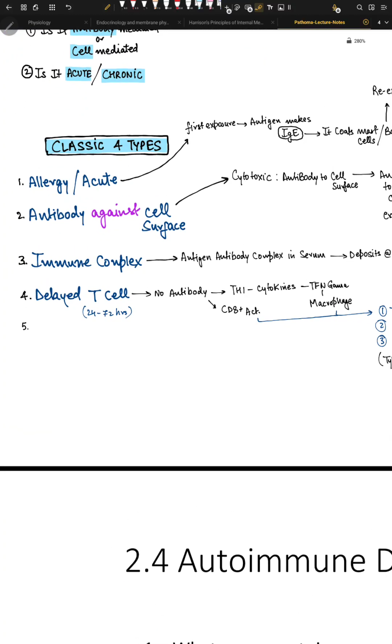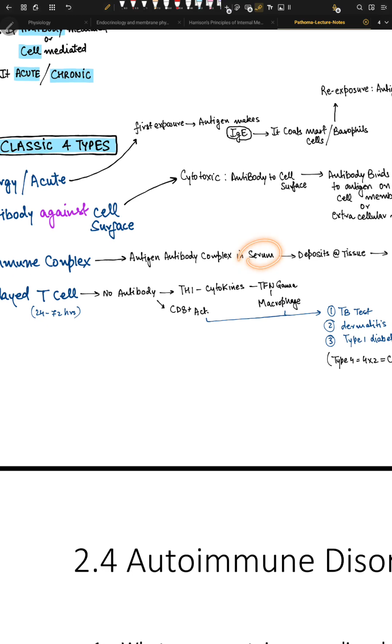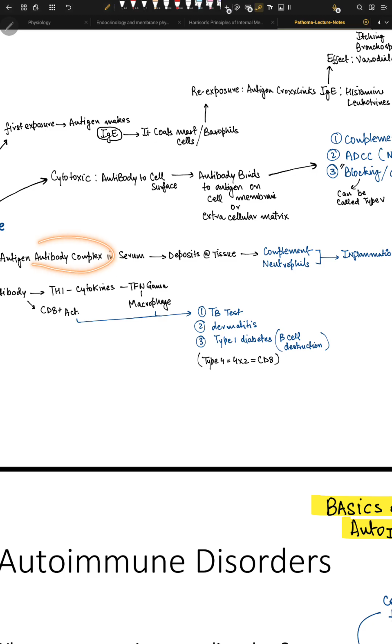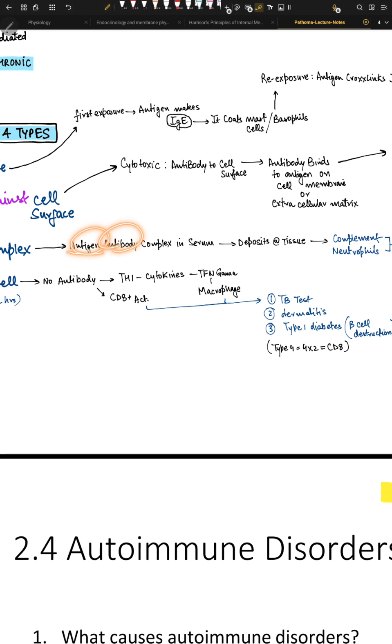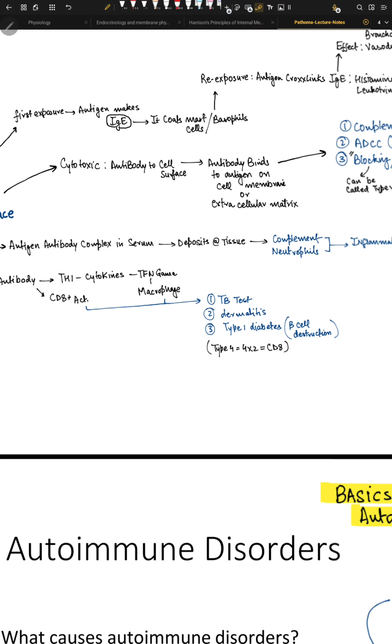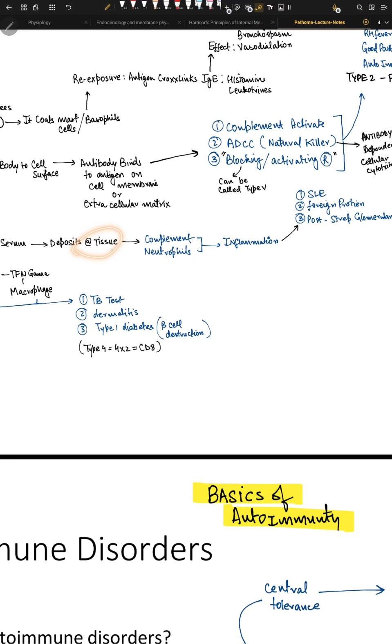Let's try to understand immune complex mediated hypersensitivity. What happens here is that the antigen-antibody complex is formed and is present in the serum. This antigen-antibody complex then deposits in the tissue. Once they start depositing in the tissue, the complement system and the neutrophil system start, and that starts the inflammation.